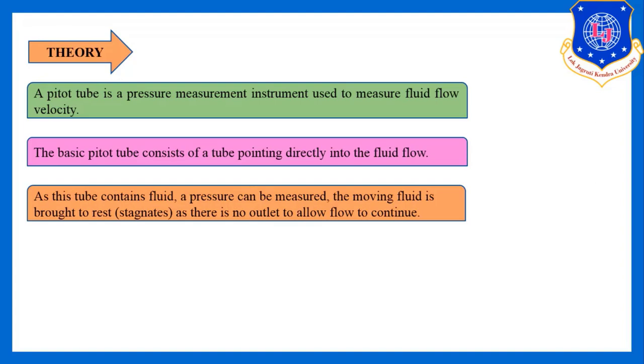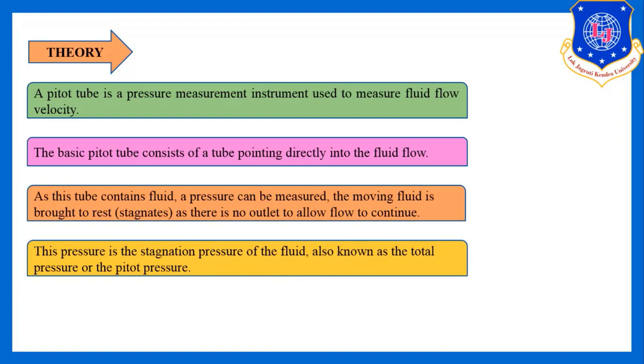As this tube contains fluid, a pressure can be measured and the moving fluid is brought to rest. Rest means static, as there is no outlet to allow the flow to continue. As we have inserted the tube inside the flow, at that point the moving fluid is stopped, so it is brought to rest and not allowed to flow further. This pressure is the stagnation pressure of the fluid, also known as the total pressure or the Pitot pressure.